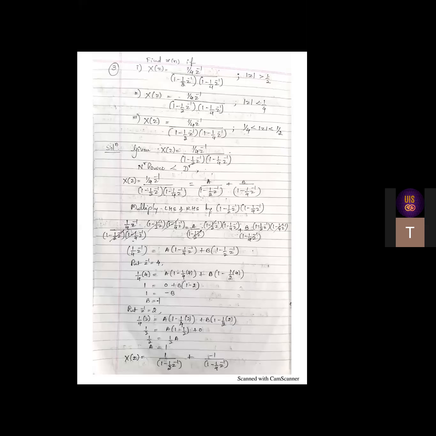Good afternoon, everyone. Today we will continue with the previous discussion of inverse Z transforms. We have already seen the different methods to go for inverse Z transforms. That is, what is inverse Z transform? It is getting the original sequence x of n from the given x of z. So this is inverse Z transforms.